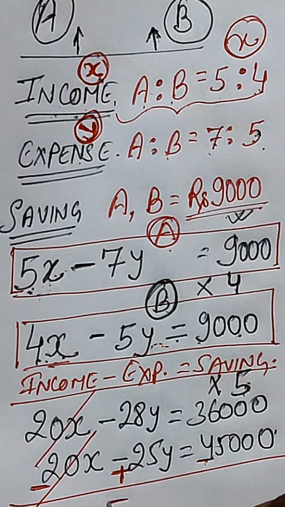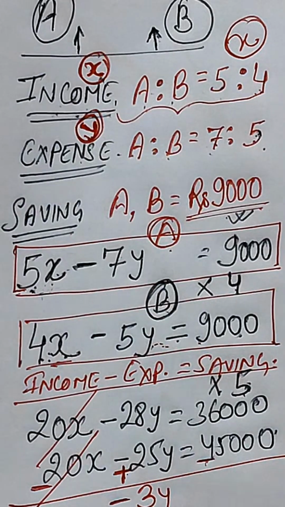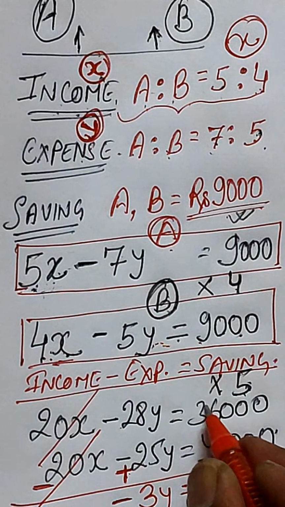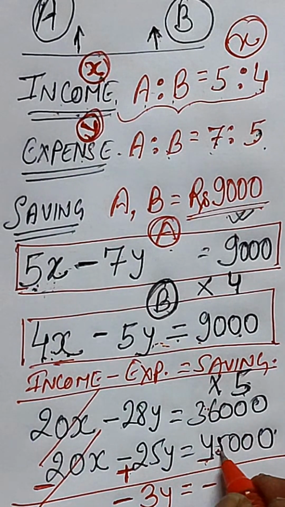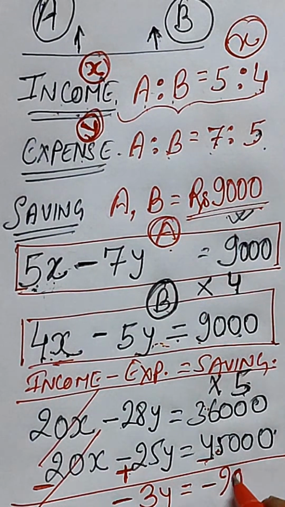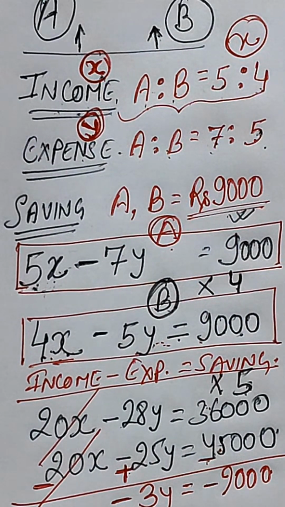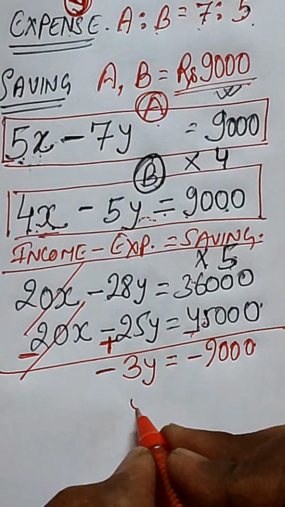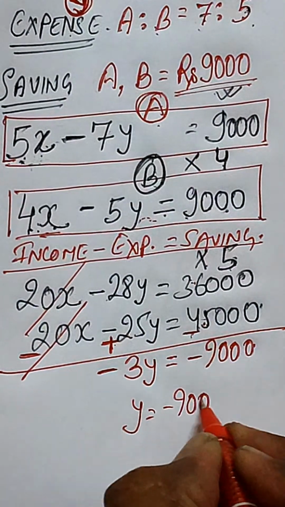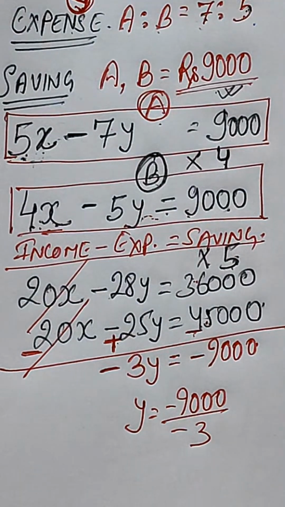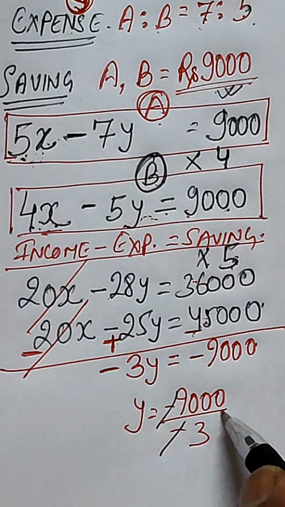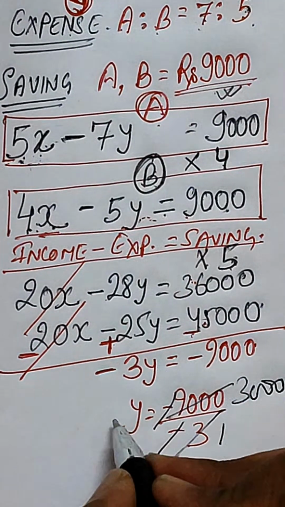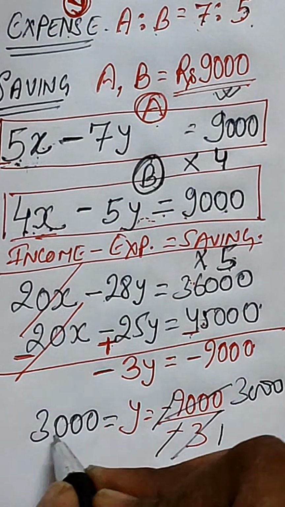That will give you minus times 3y, isn't it? Minus times 3y is equal to minus 45, and 36 subtracted from 45 leaves us with 9. So 9,000, right? So this will give you the value of y as equal to minus 9,000 divided by minus 3, and the minus signs will be cancelled out, and 9,000 divided by 3 gives 3,000. So we'll get the value of y as 3,000, right?